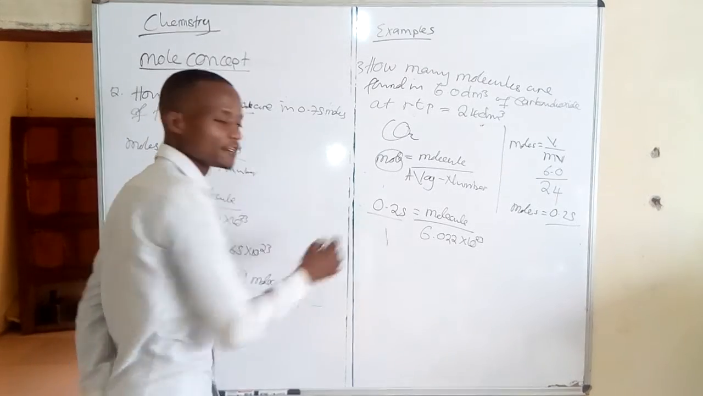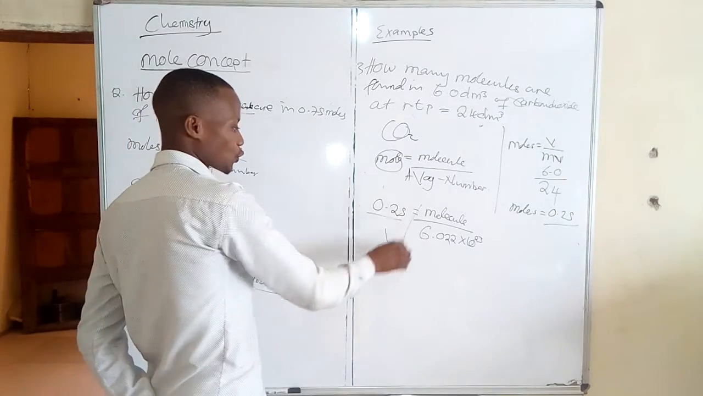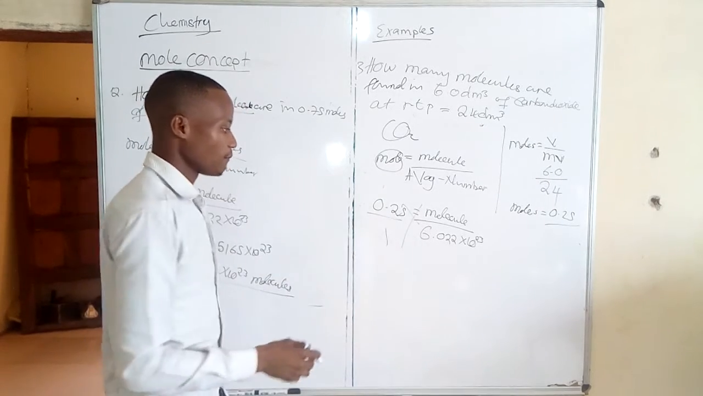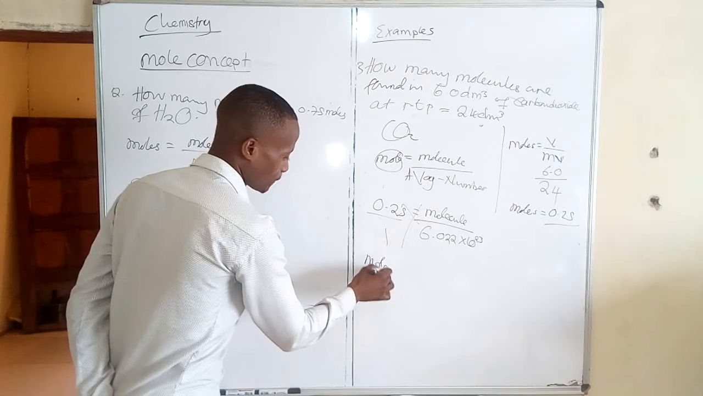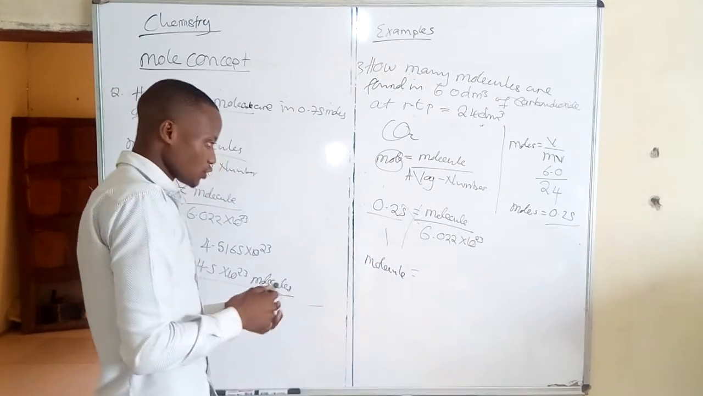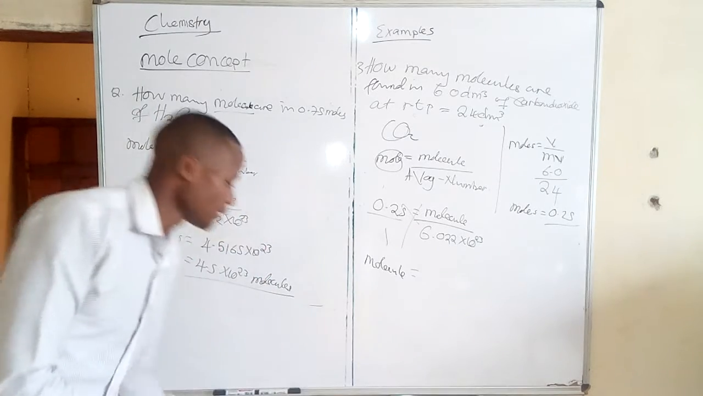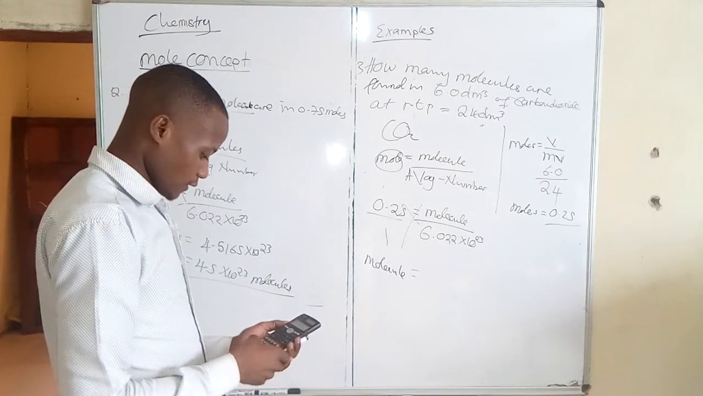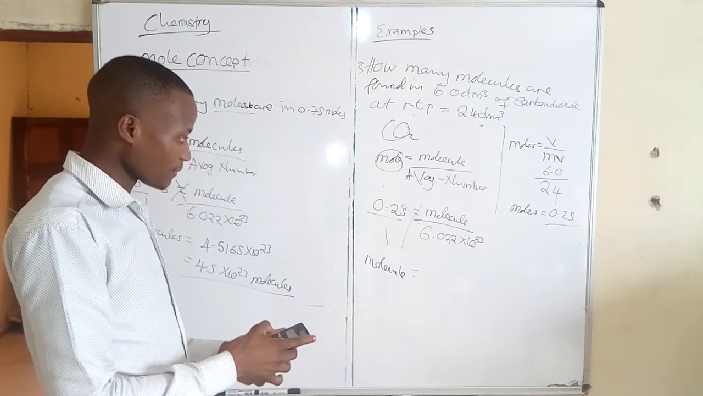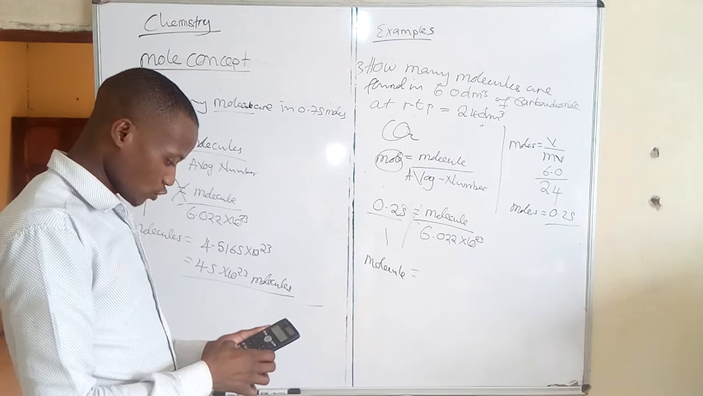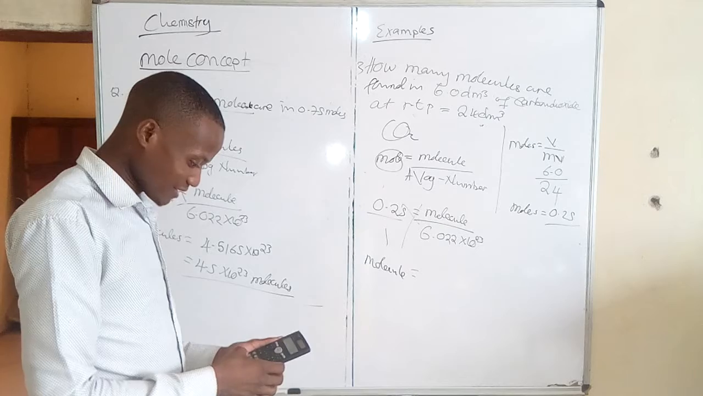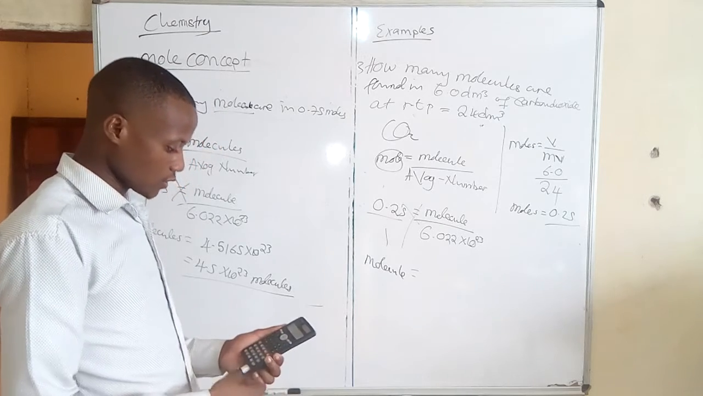We raise this one as a fraction by dividing with 1, then you cross multiply. Always start with the one you're looking for. Better that way. So 1 times the molecules, we have the same molecules, equals 0.25 times the Avogadro's constant. So 0.25 times, remember, open bracket, 6.022 times 10 to the power 23, and close the bracket.